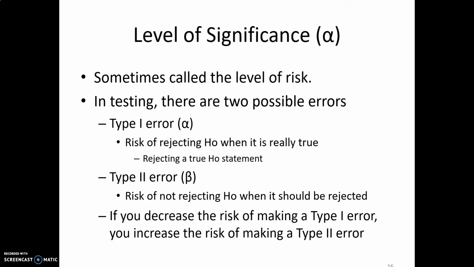A type 2 error, denoted as beta, is the opposite of a type 1 error. So we are not rejecting when we actually should. So the null hypothesis statement is wrong, but we have failed to reject it. We have not rejected it. Hence, we have made a mistake. So those are two types of conflicting errors. Of course, if you really decrease the risk of making a type 1 error, you're going to increase the risk of making a type 2 error. And we could look at some examples of that.